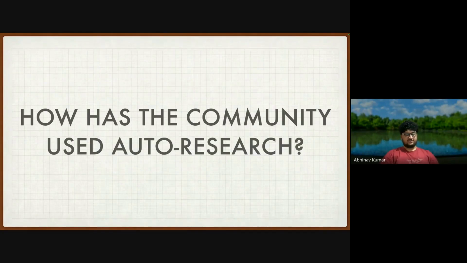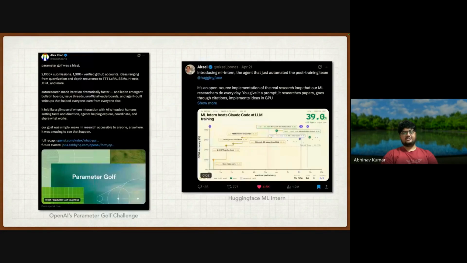And to be honest, they've been using it in really, really interesting ways. One example I'd love to highlight is Hugging Face making their own ML intern, which is built on top of an auto research structure. So they've basically made a tool which sort of replaces their own post-training team. And that's very funny. But another great example is OpenAI's Parameter Golf Challenge.